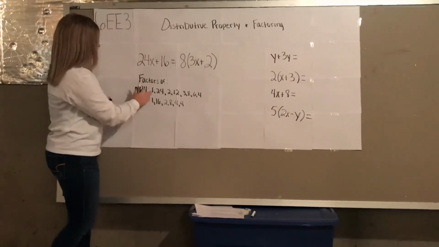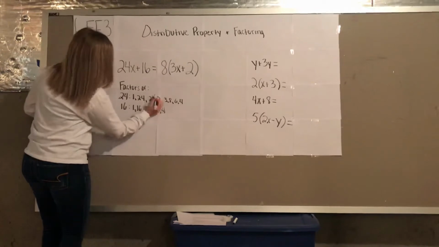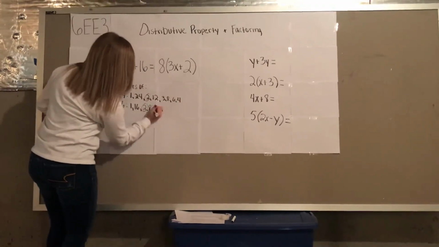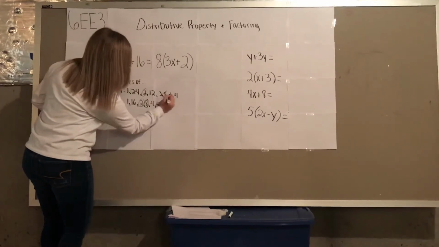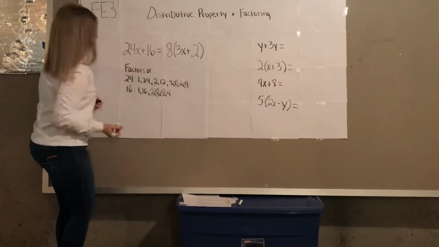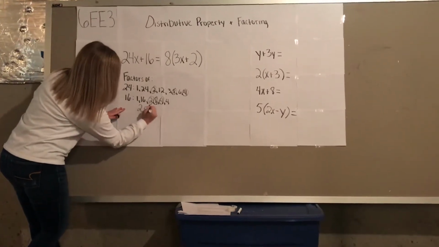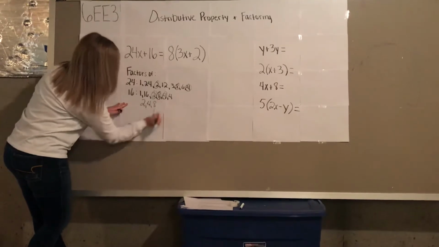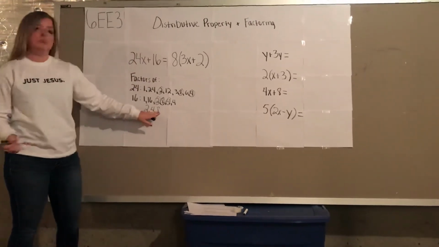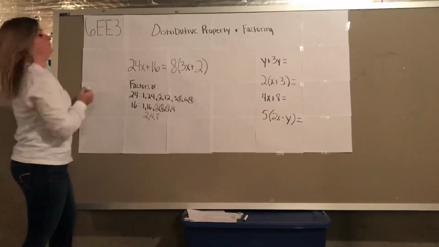So if we're looking here, it looks like we have 2 as a common factor. We have 8 as a common factor, and we have 4 as a common factor. So now we have the choices of 2, 4, and 8. So out of these three, our greatest factor would be 8. So that's the number we're going to be simplifying from.